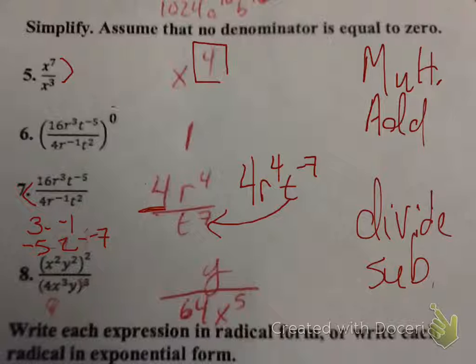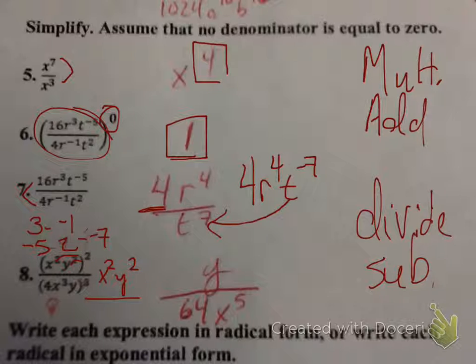Keep in mind, anything to the 0 power is 1. So don't forget that. Notice all of this is to the 0 power, so you'll say that is equal to 1. And here, what you had to do was, again, multiply. So you had x squared, y squared. And on the bottom you have 4 cubed, x to the 9th, y cubed. And then you can subtract.